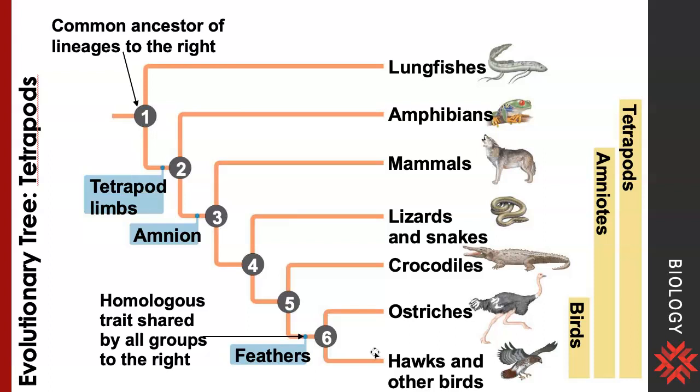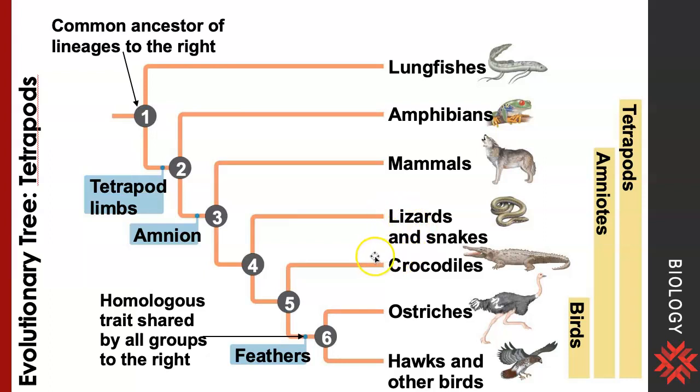So if I asked you to look on this tree, and if I said, let's look at lizards and snakes, are lizards and snakes more closely related to mammals, or are they more closely related to crocodiles? When you first look at the tree, you're like, well, they're really close. They're right next to each other, so they must be the same. But what you actually have to do is look for the most recent shared common ancestor. So what that means is, lizards and snakes, when do they share a common ancestor with crocodiles?